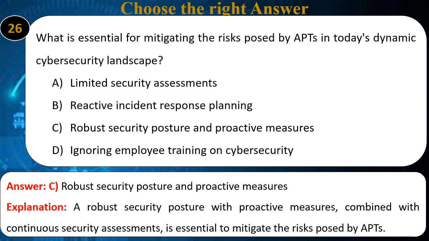Threat intelligence and proactive threat hunting. Continuously monitoring for potential threats and proactively searching for indicators of compromise helps identify and neutralize APT activity before it causes significant damage. Employee security awareness training. Educating employees about common attack tactics and their role in cybersecurity can significantly reduce the risk of successful social engineering attacks. Mitigating the risks posed by APTs requires a comprehensive and layered approach.